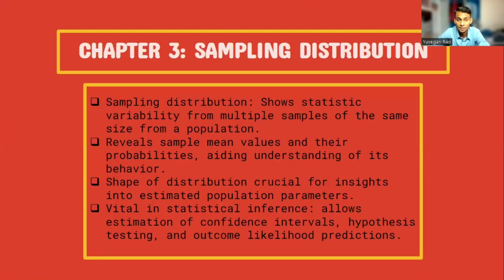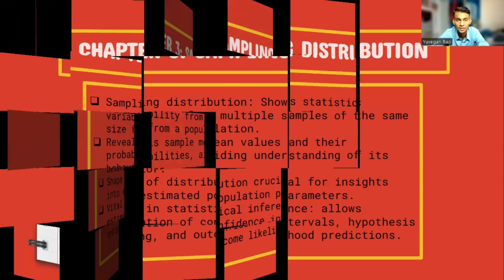Coming to chapter 3, sampling distribution. Sampling distribution shows statistic variability from multiple samples of the same size from a population. Revealed sample means values and their probabilities, aiding understanding of its behavior and shape of distribution, crucial for insights into its estimated population parameters. And the final one is vital in statistical inference, allows estimation of confidence intervals, hypothesis testing, and outcome likelihood predictions.